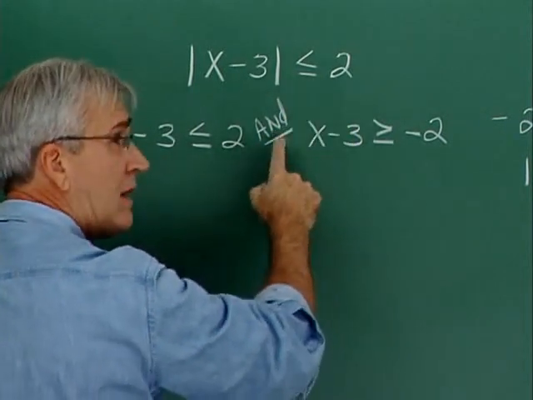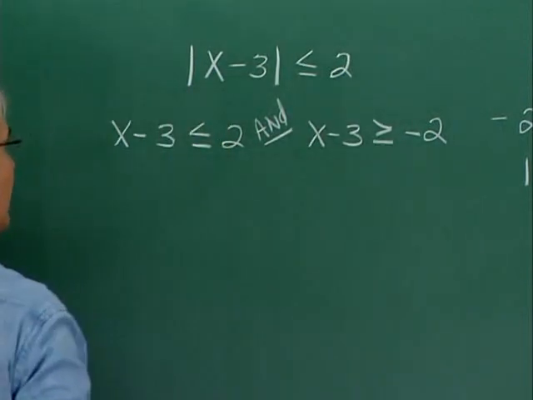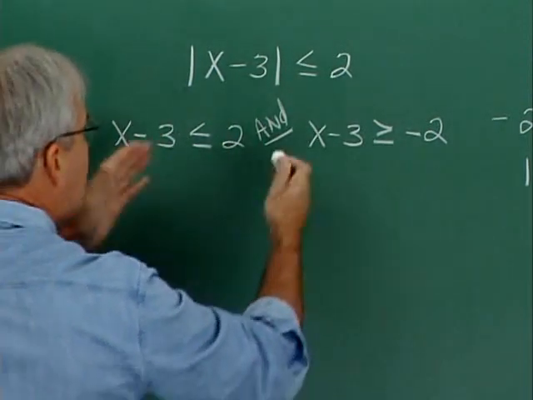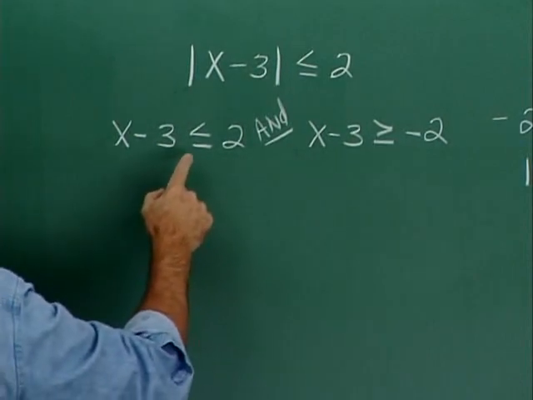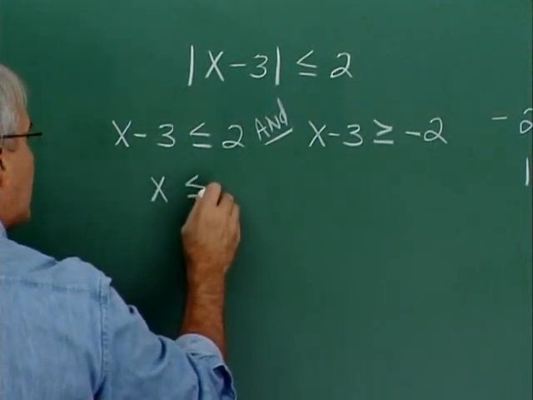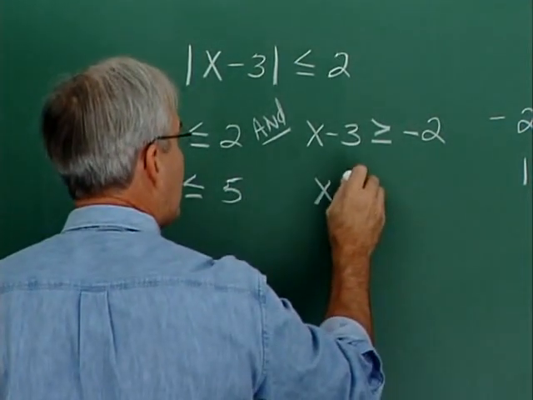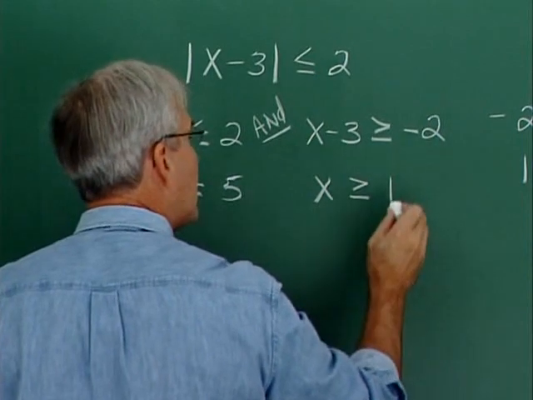Less than, and then in the other direction, greater, you see. So that's the way you make that determination. Well, in each of these, it's pretty easy to solve the inequalities. Here we would add 3 on both sides, and we would find x to be less than or equal to 5. And here we would add 3 on both sides. We would find x to be greater than or equal to 1.